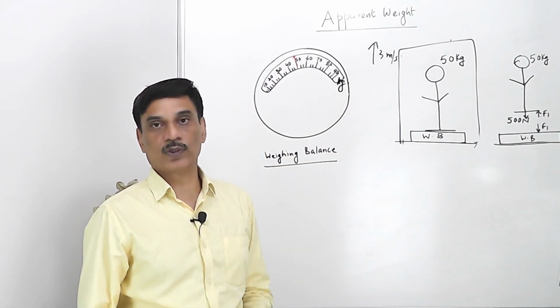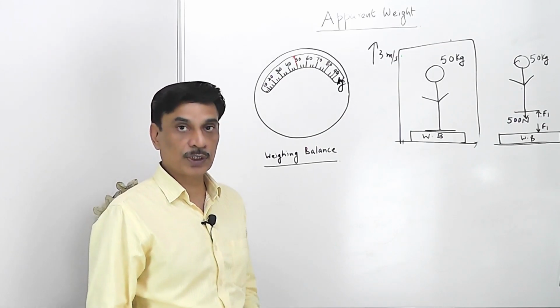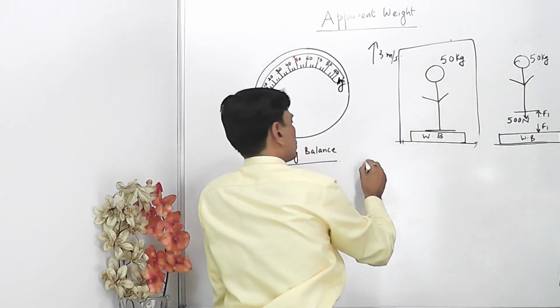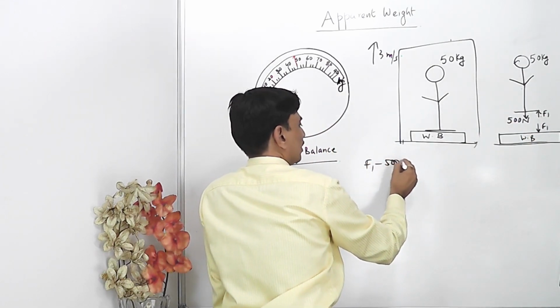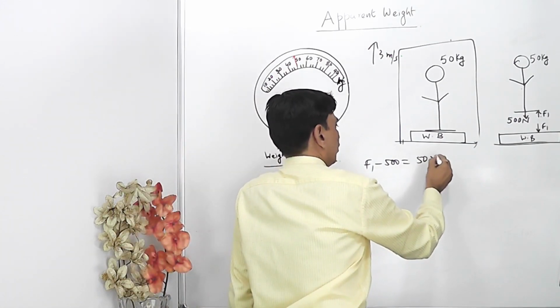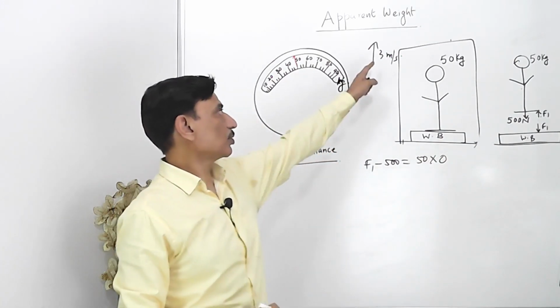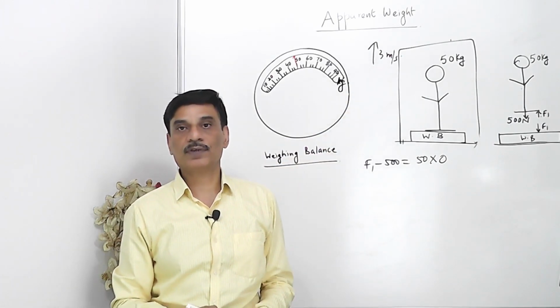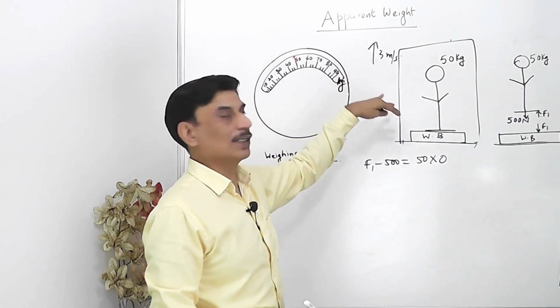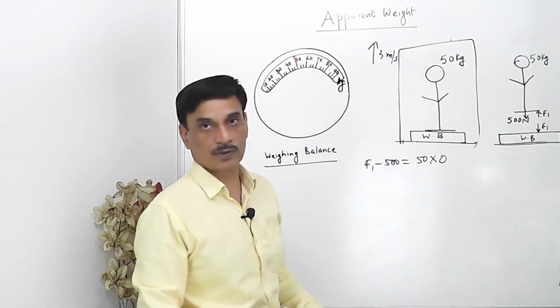If this is moving with a constant velocity, it means acceleration is equal to 0. So the equation is going to be, even if we say it is moving up, F1 minus 500 is the resultant force, mass is 50 kg, but acceleration is equal to 0 because there is no change of velocity. Whether the body is moving up or whether the body is moving down, this lift is going down.